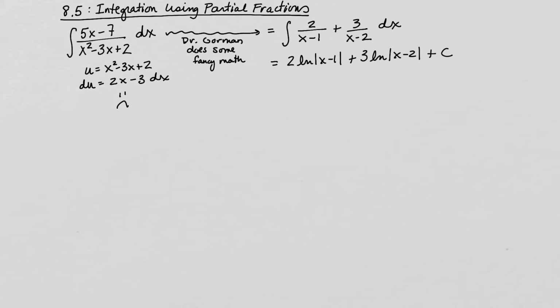So the big question is, how do I get those separate fractions? Getting those separate fractions is what's called doing the partial fraction decomposition. So you're taking this big fraction and you're decomposing it into smaller fractions. Okay, so steps for partial fraction decomposition.